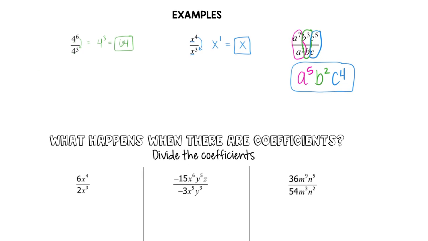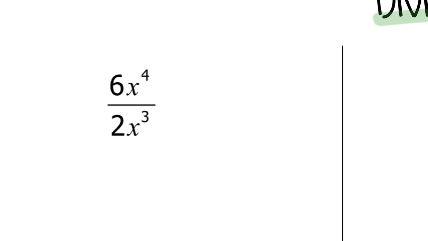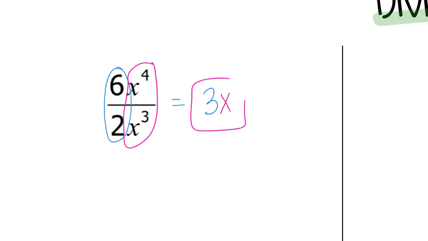And then when we have coefficients, just like the other examples, if you have numbers in front of your variables, you're just going to divide those just like we normally would. Okay, you're not going to actually subtract them. So over here, for example, if these were not there, we would just normally divide these, right? 6 divided by 2 is 3. So we're going to write this part as 3. Now with the exponents, you just subtract. 4 minus 3 is 1, so that would be just 3x.